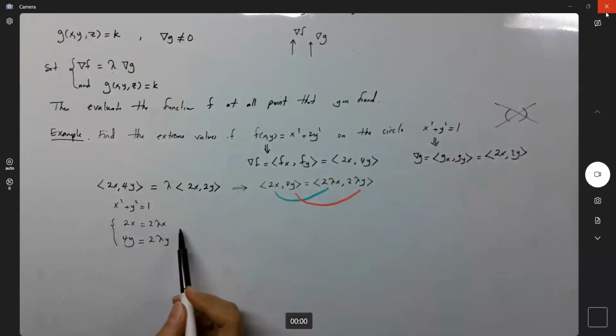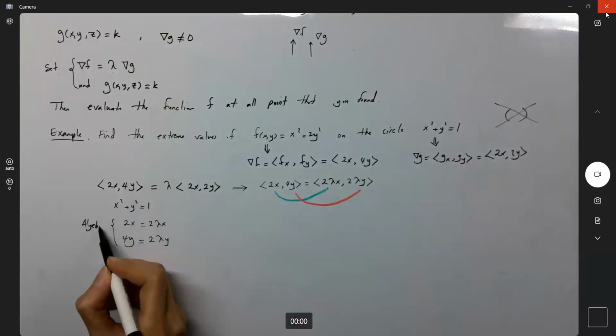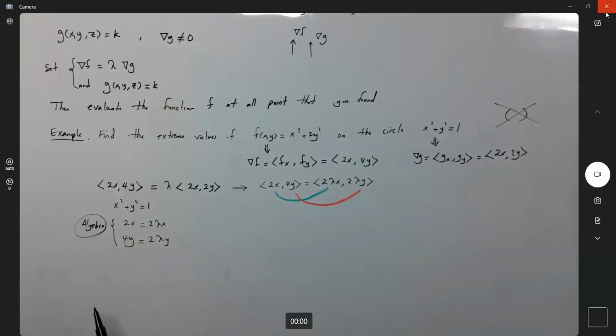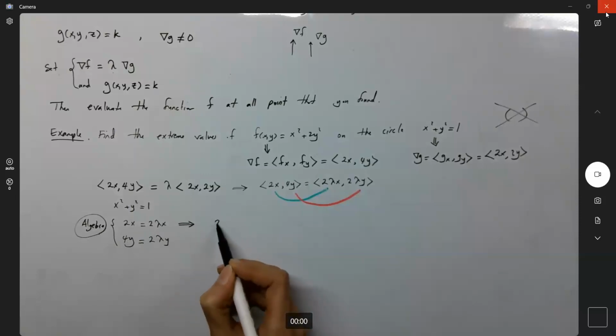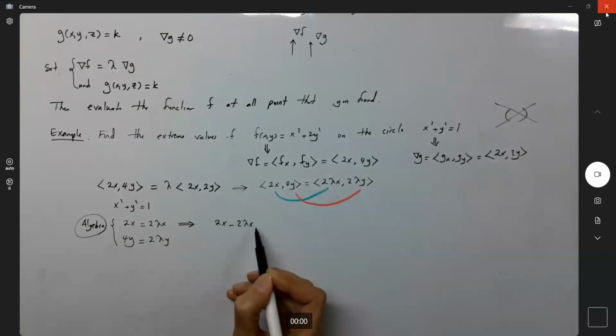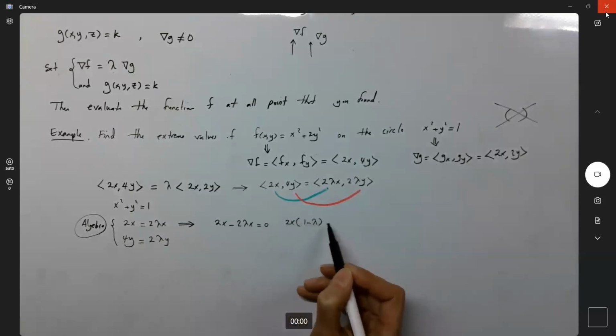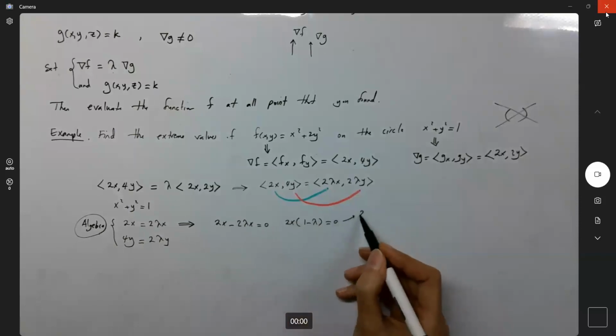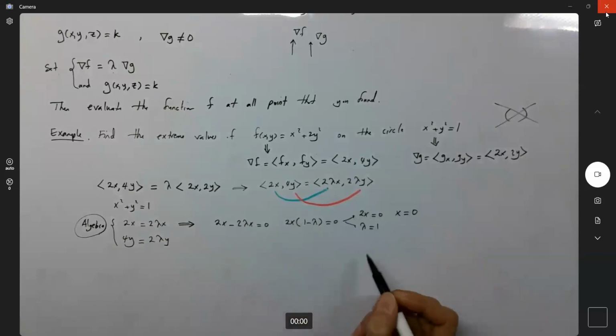From this equation, guys, pure algebra. We don't have any calculus anymore. It says, hey, 2x is equal to 2 lambda x. How do you solve this equation? 2x minus 2 lambda x is equal to 0. So I can factor out 2x times (1 minus lambda) equals 0. So what's the meaning of that? It means that 2x is equal to 0, or lambda is equal to 1. So x is equal to 0, or lambda is equal to 1.